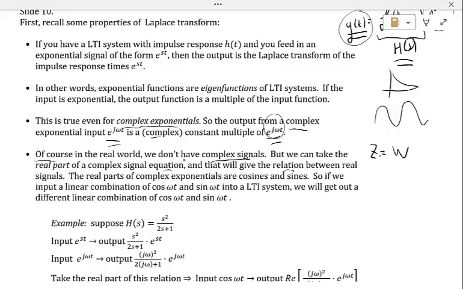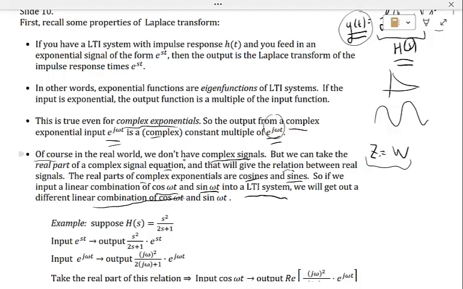So it's quite amazing. You get an equation that seems more complicated, but each part of that equation actually means something. And the reason why you use complex equations is that both cosines and sines are complex exponentials. When you take the real part, they turn into cosines and sines, which are inconvenient. But if you just keep it in complex form, both cosines and sines just look like complex exponentials. Right? So the real parts of complex exponentials are cosines and sines. So if we input a linear combination of cosine omega t and sine omega t into a linear time invariant system, we'll get out a different linear combination of cosine omega t and sine omega t.